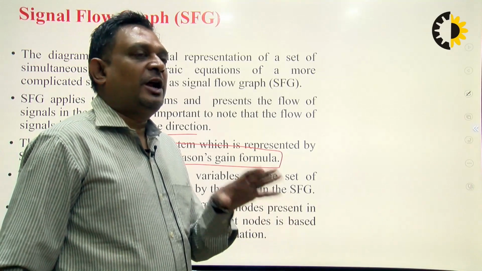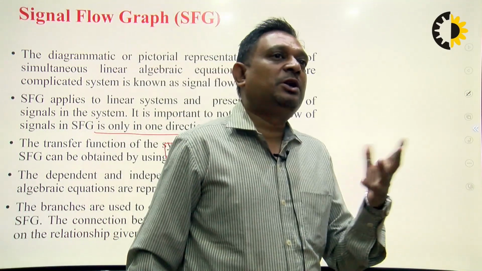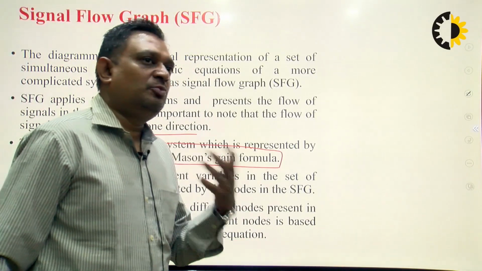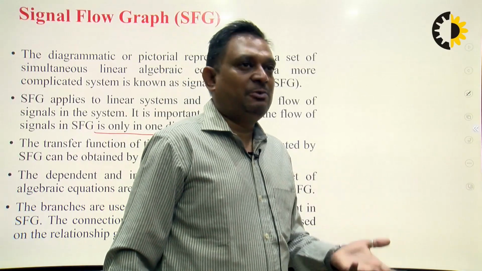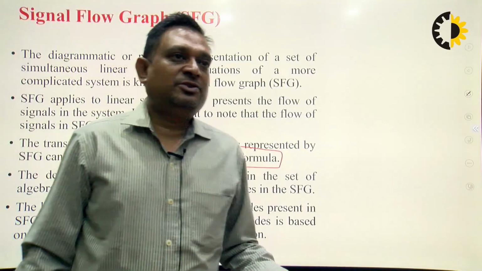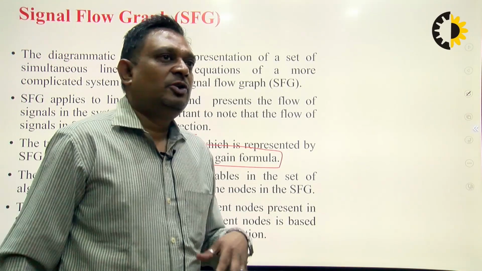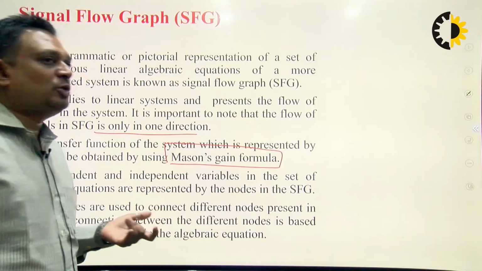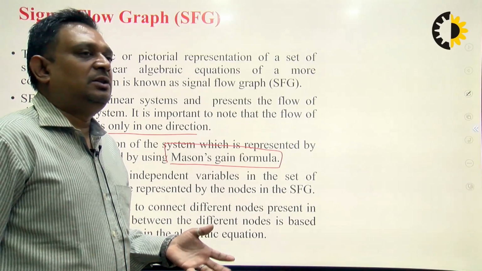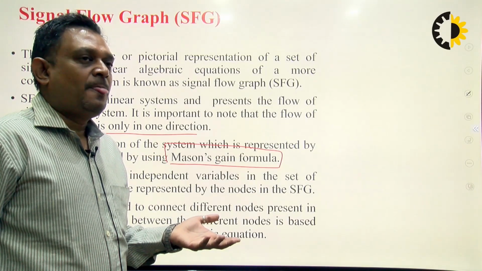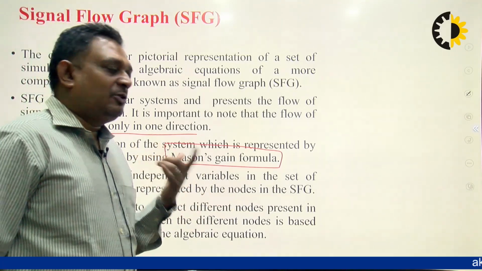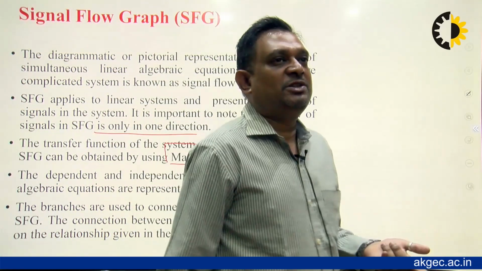If you want to find the overall transfer function, it is a bit complicated to solve without Mason's gain formula, because in that case we have to make simultaneous linear algebraic equations, and suppose we have 7 equations, it is very difficult to solve them. That's why Mason's gain formula came into existence, by which we can easily find the overall transmittance of the given system without solving linear equations.